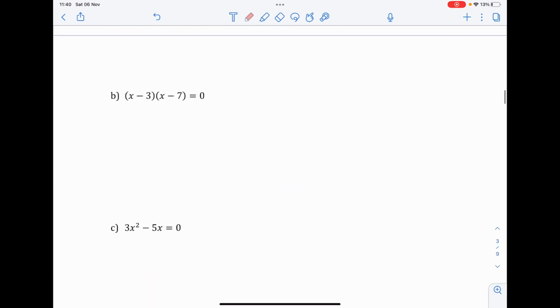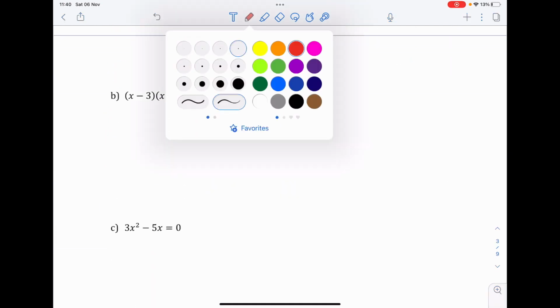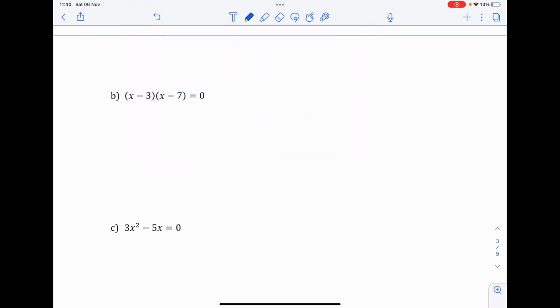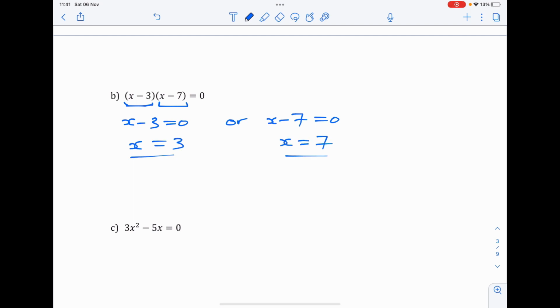Another one. This one, question B, has already been factorized for you: (x - 3)(x - 7). So all you have to do here is make each factor bracket equal to 0. So x - 3 = 0, or x - 7 = 0. Therefore, x = 3, or x = 7. That's the simplest type of question you can get for quadratics, when they give you the two brackets and you just have to make them equal to 0.